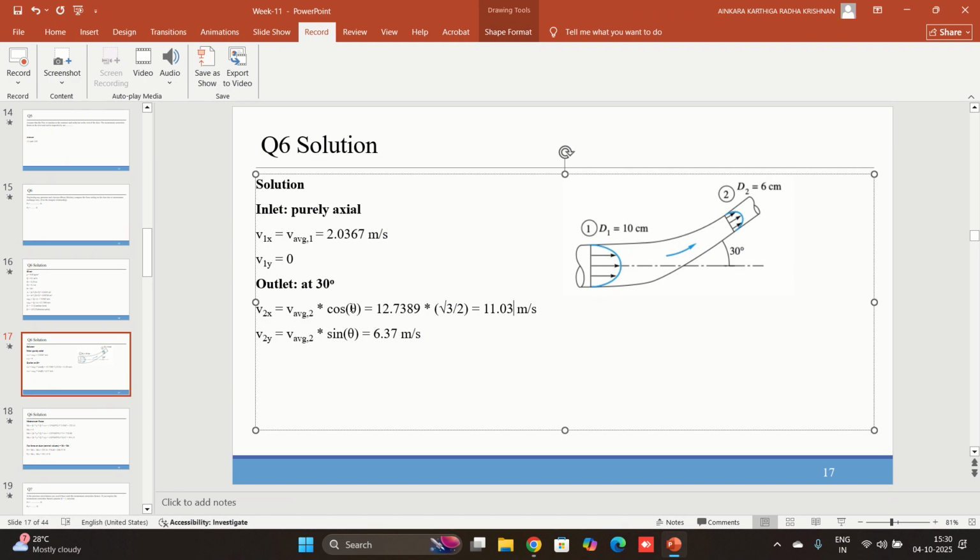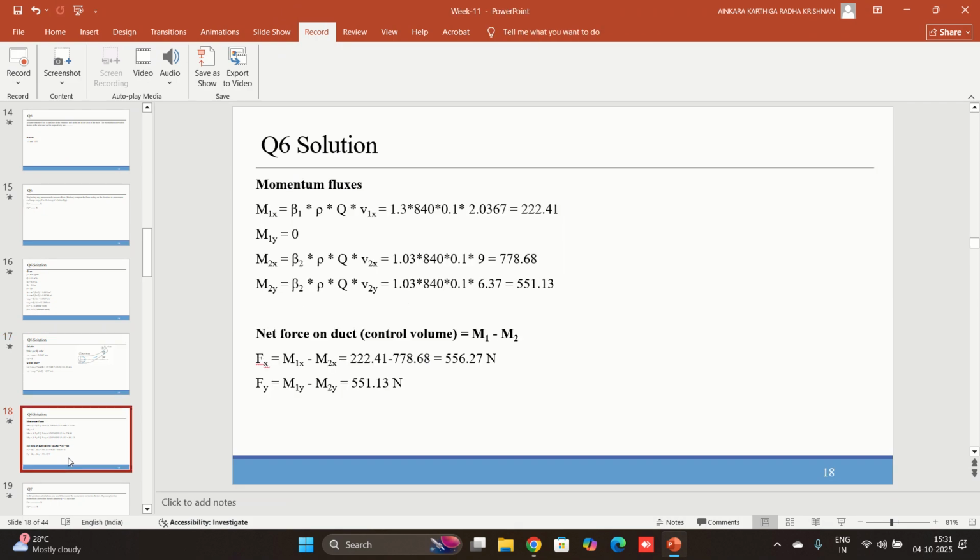I'll check one more time. However, cos 30 is 0.866 into 12.7389. Yeah, it is 11.03 meter per second. So it was a mistake from my end. So x component velocity at the outlet is 11.03 meter per second, and y component velocity at the outlet is 6.37 meters per second. So now what we got, we have to continue there.